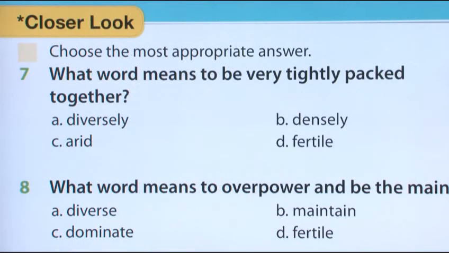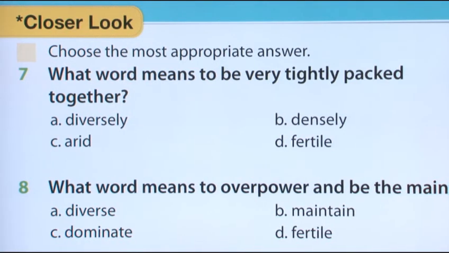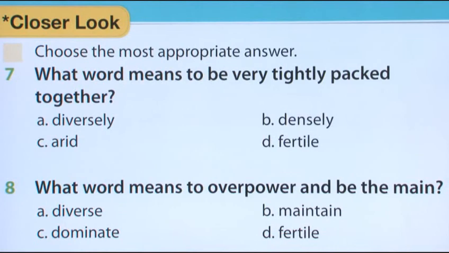Question 7, what word means to be very tightly packed together? Very tightly packed together with little space in between. Is it A, diversely, B, densely, C, arid, or D, fertile? Well, the answer is of course B, densely. Densely means things are packed very tightly together with little space in between them, such as people. People are densely populated. They live very close together in high numbers.